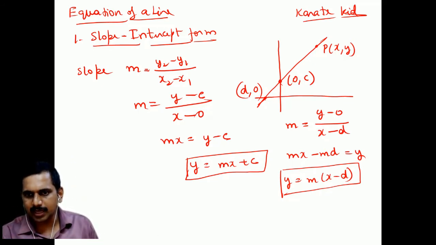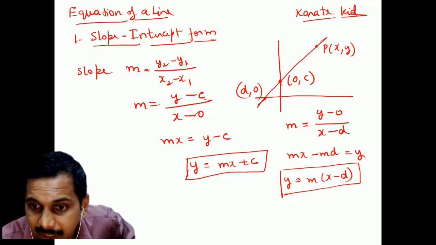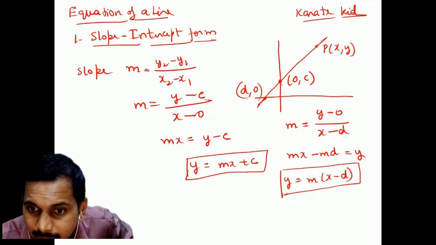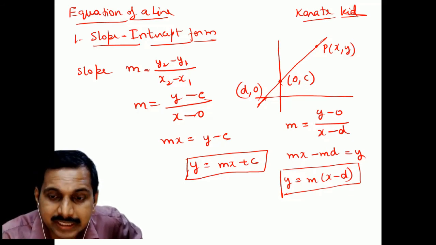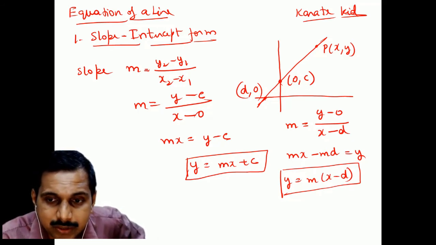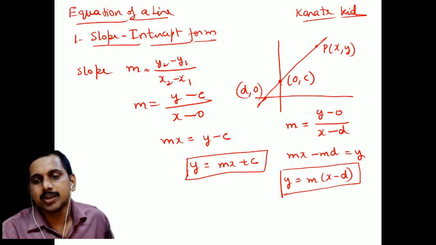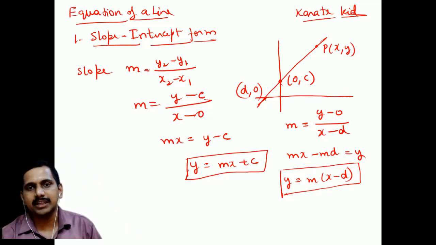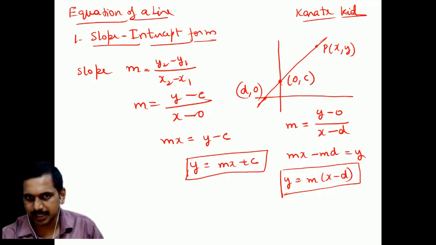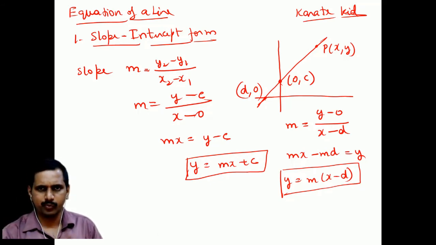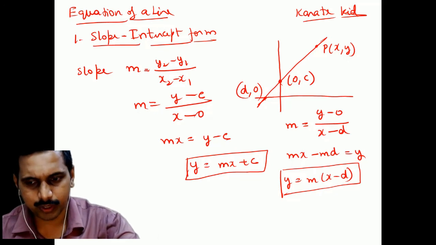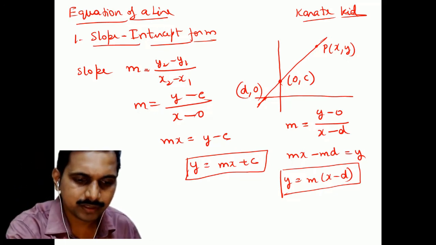If the intercept is at x1, then y is equal to mx plus d. Or we could go the other way round: m into x minus d. So this is the way we can write the equation. I hope it is clear, students. Write it in your formula sheets. Very, very important. Okay, so done.